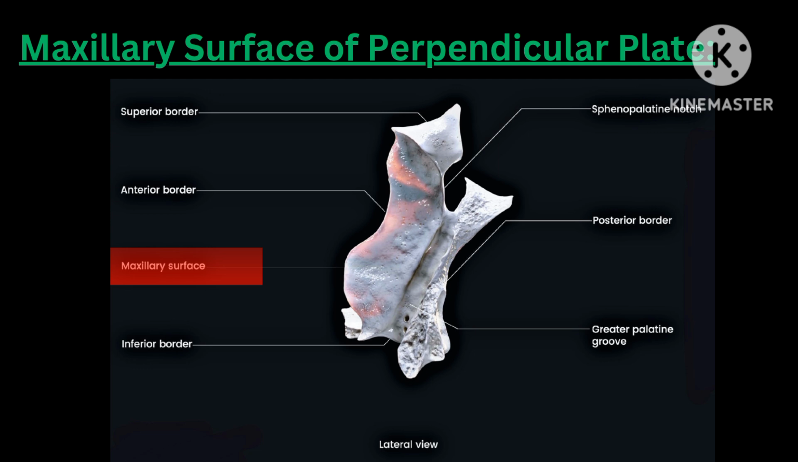This fossa is an important region for the maxillary nerve, pterygopalatine ganglion, and blood vessels. In some cases, a lesser palatine groove may be present on the maxillary surface. When completed by the maxilla, it forms the lesser palatine canal, transmitting the lesser palatine nerves and vessels.